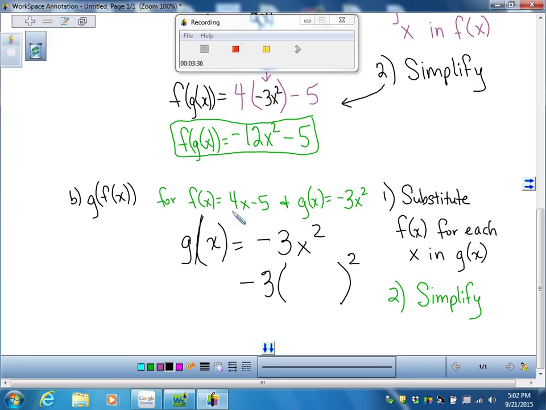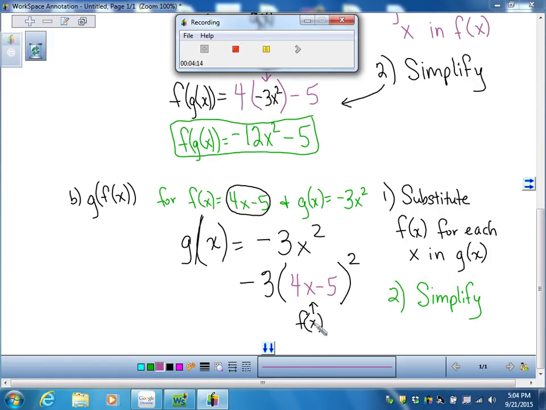Now notice that the f of x function is 4x minus 5. So as I'm plugging f of x in here, I'm going to be plugging in the entire 4x minus 5 into the parentheses. Again, my first step is to plug in f of x for each x in the g of x equation. So I took out x and I replaced it with 4x minus 5. Go ahead and pause so that you can write this down.